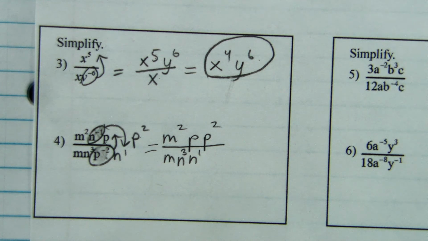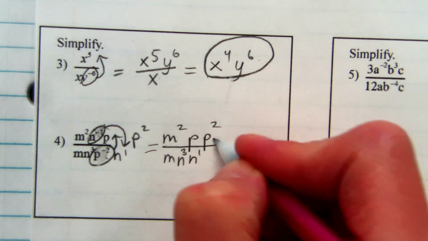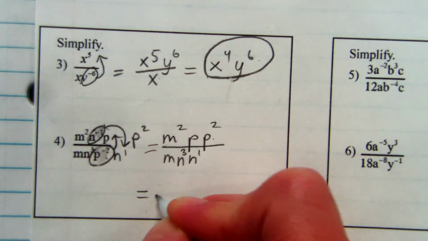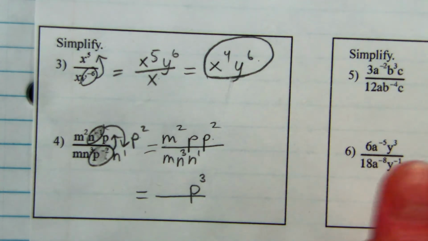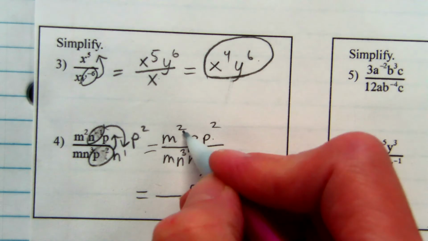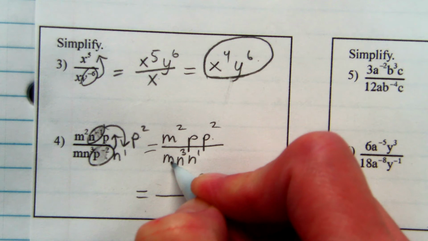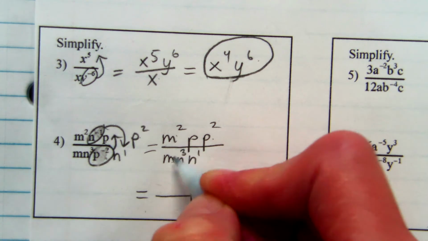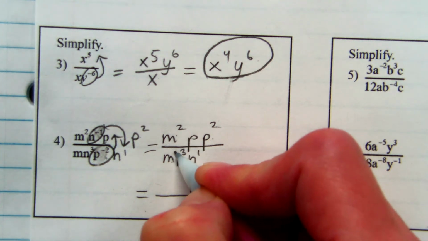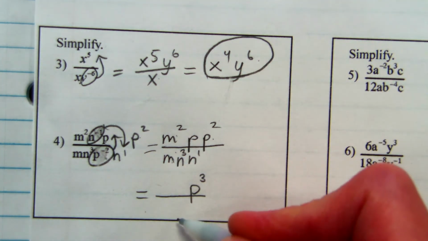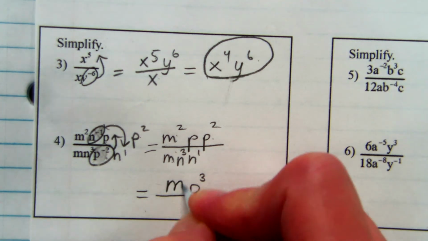So what do you want to put together first? The p's. So if I have p and p squared, what's the power going to be? P to the third. Okay, what else? The m's. I have m squared on the top and an m on the bottom. What do I do with those powers? Since it's top and bottom, we're not going to add. We're going to subtract. So 2 minus 1 is 1. Will that m go on the top of the fraction or the bottom? The top, because there were more m's on the top than the bottom.